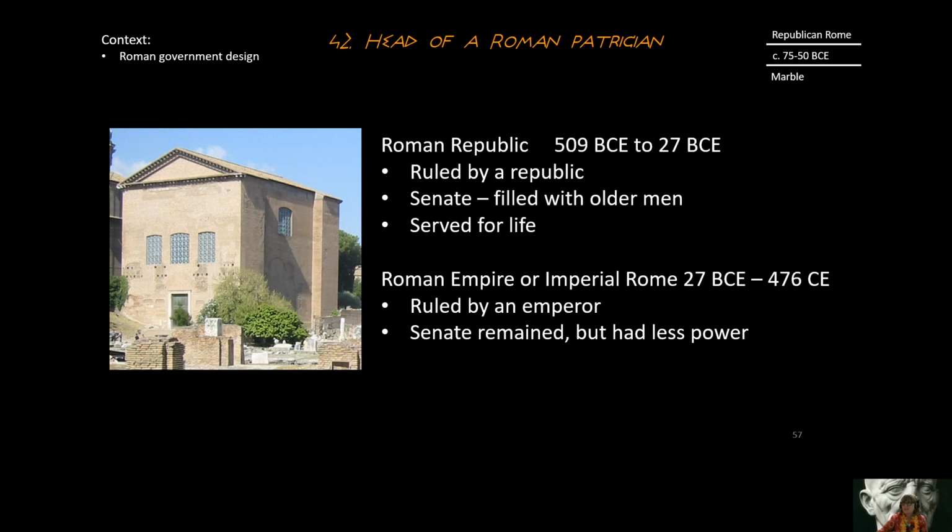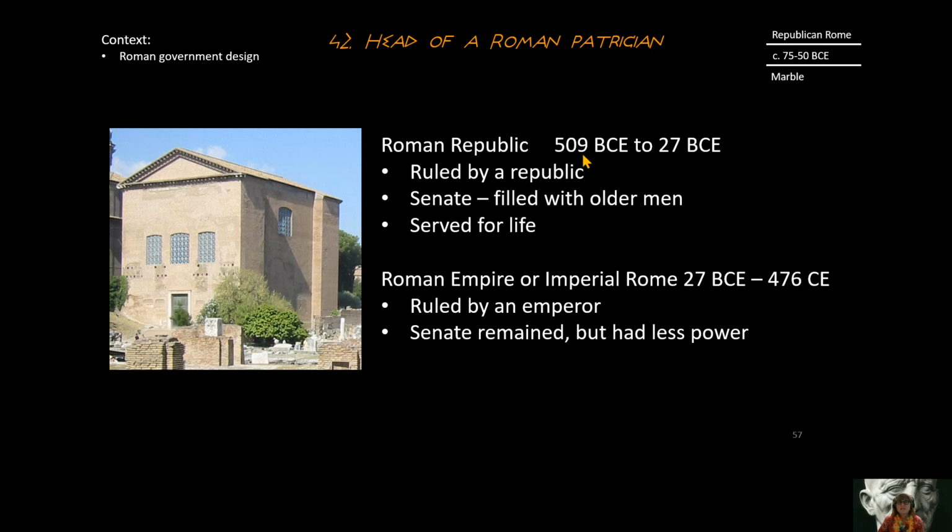The context for this piece is the design of the Roman government. The Senate is one of those structures of the Roman government that existed throughout both the Roman Republic and the Roman Empire or Imperial Rome. So you'll see up here in our identifiers that this art piece came from Republican Rome. Well, what's Republican Rome?